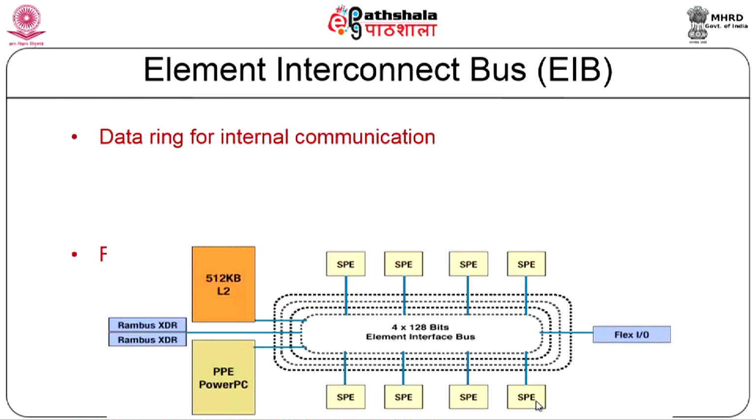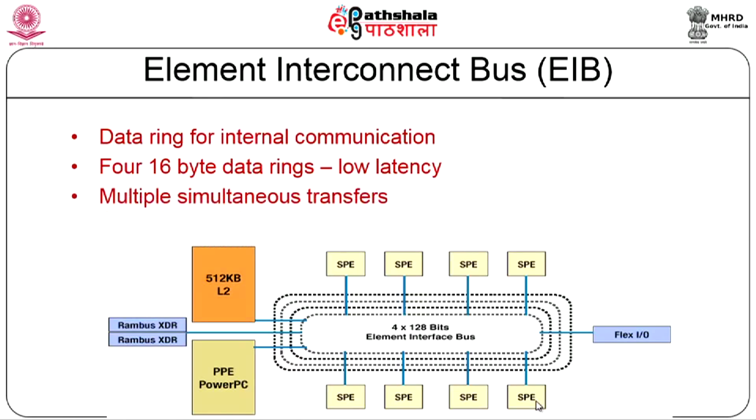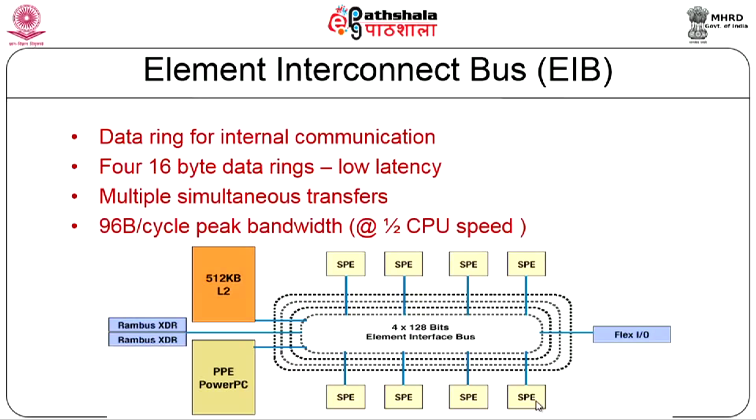So, it is basically a data ring for internal communication. You can have 4 16-byte data rings. It gives low latency for communication, and you can also have multiple simultaneous transfers. The peak bandwidth is 96 bytes per cycle, which is about half the CPU speed.